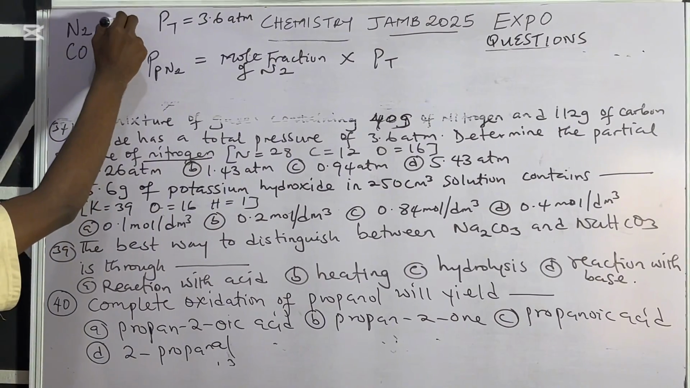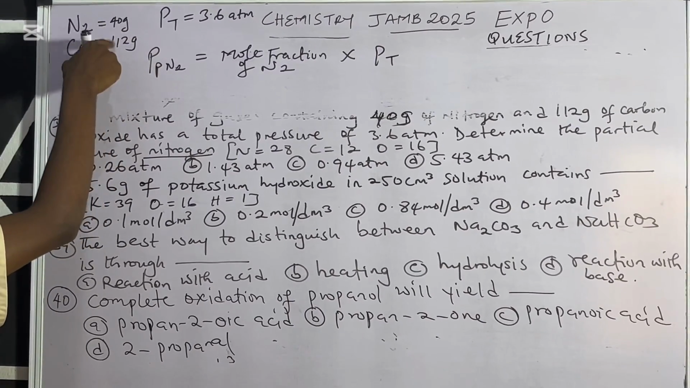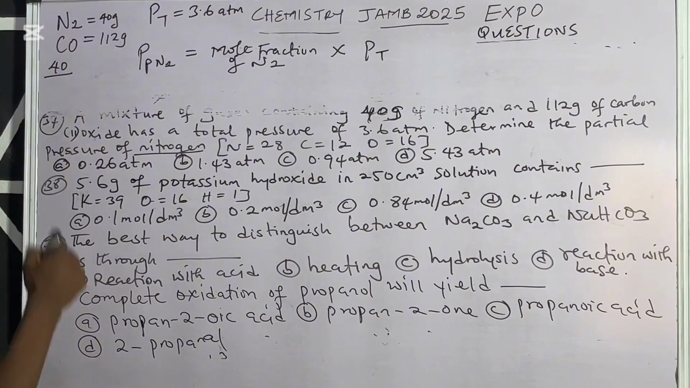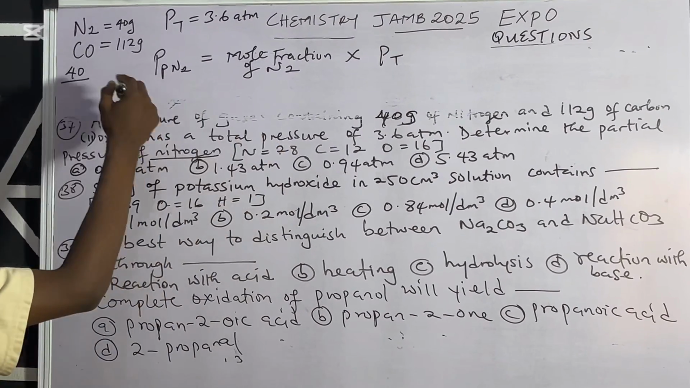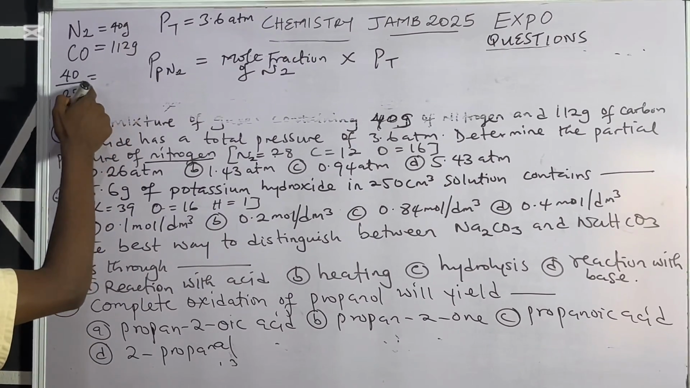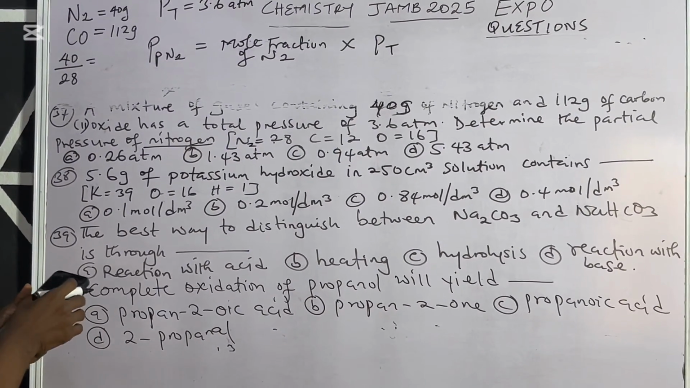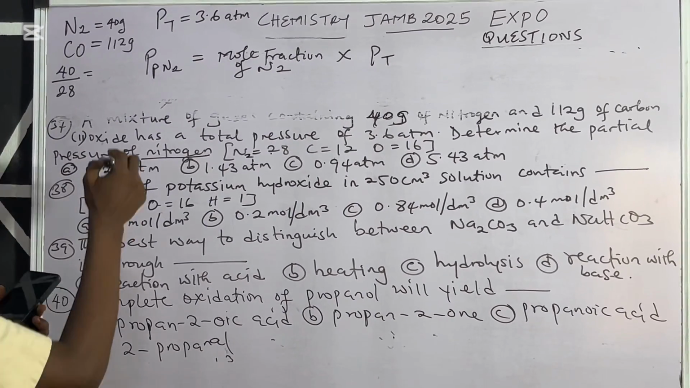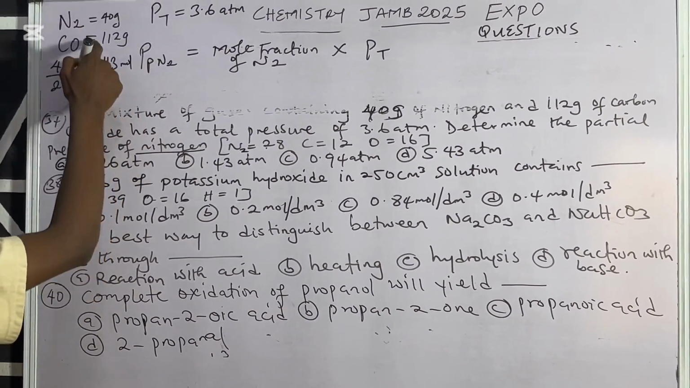Mass of nitrogen was given to be 40 grams, and CO, the mass was given to be 112 grams. So we have to get their moles. And how do you go about it? You have to divide the 40 by the molar mass, and of course, for N2, that's 28. So 40 divided by 28, we should get the moles of nitrogen, which is 1.43 moles.